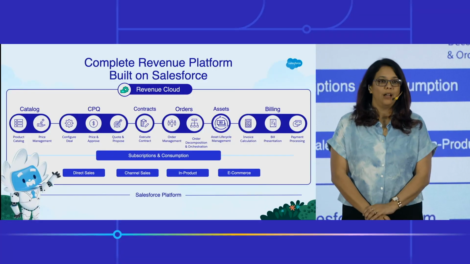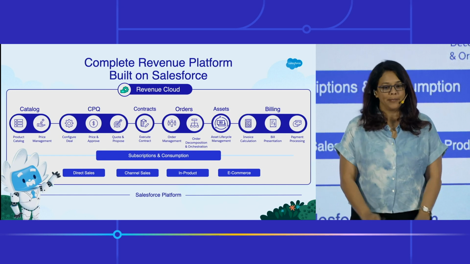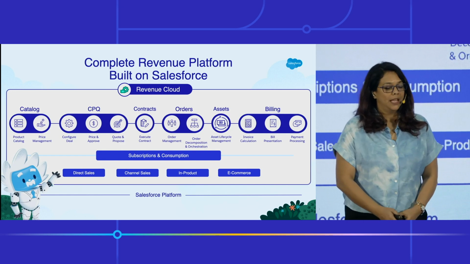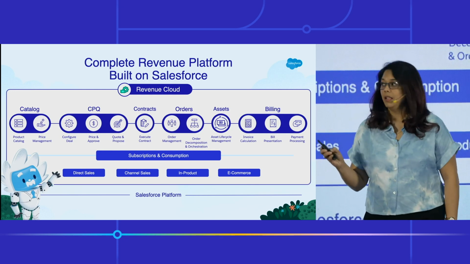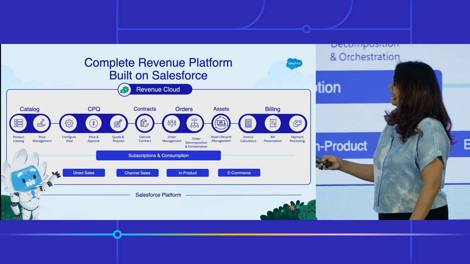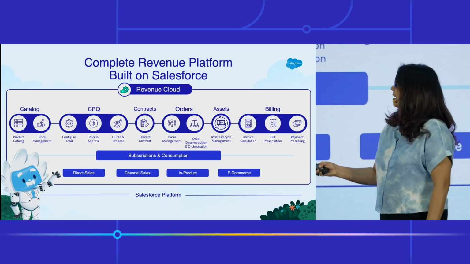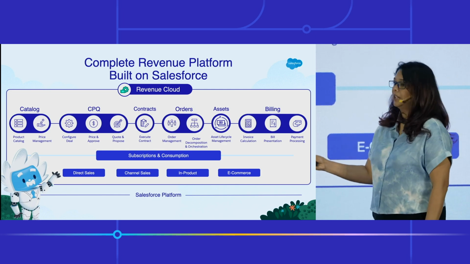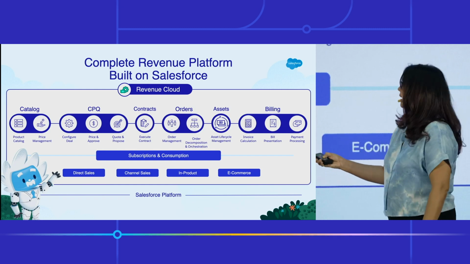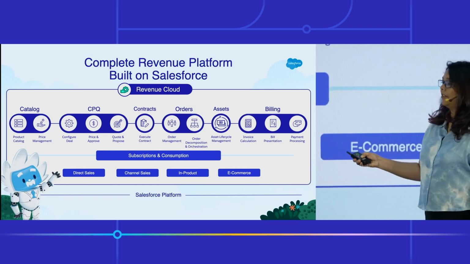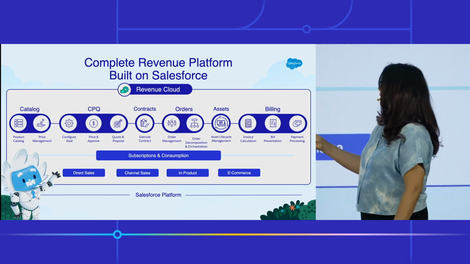So Revenue Cloud is not just CPQ and billing. Revenue Cloud is the complete revenue management platform. Revenue Cloud comes with catalog. So you have the catalog management. It starts with a product catalog. Then it feeds into configure price quote, a CPQ transaction management. And it also has a great contract and contract lifecycle management.